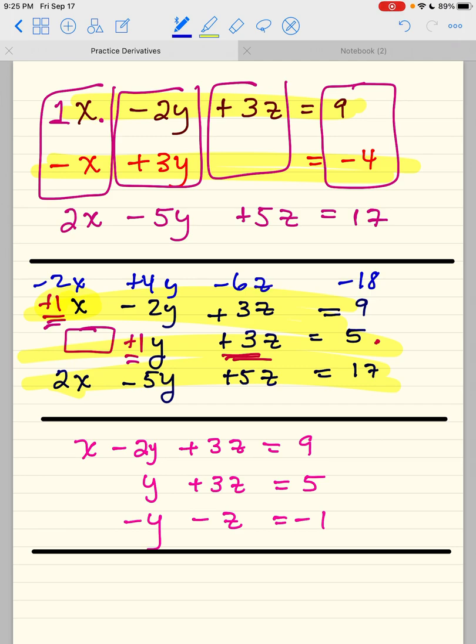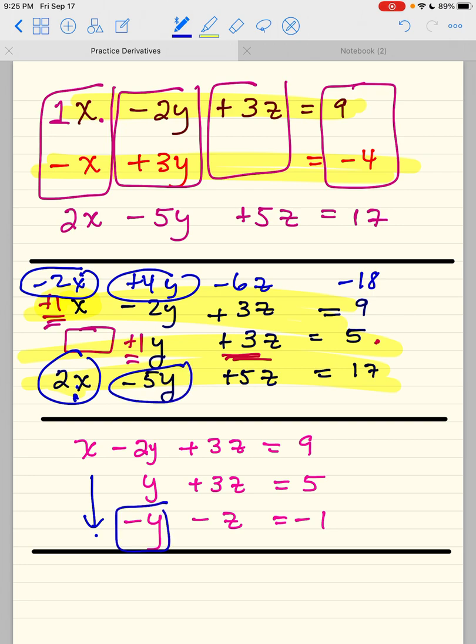You're going to multiply this whole thing by negative 2, and you're going to take this and add it to this. And that's going to make this part disappear also. You're going to do this with this, and that's going to give you the negative y. And then you're going to do this with this, and that's going to give you the negative z, and this gives you a negative 1.